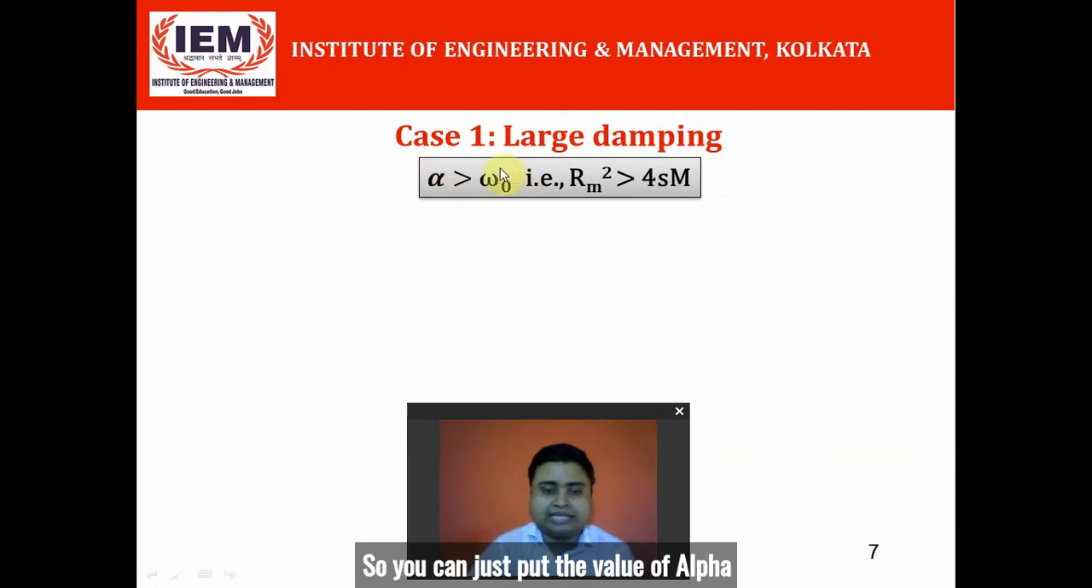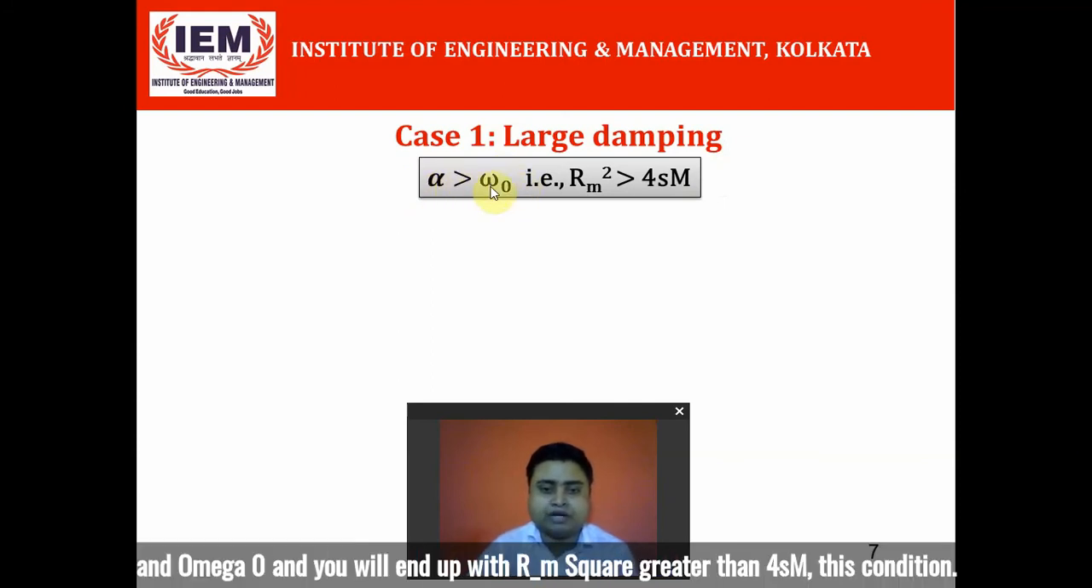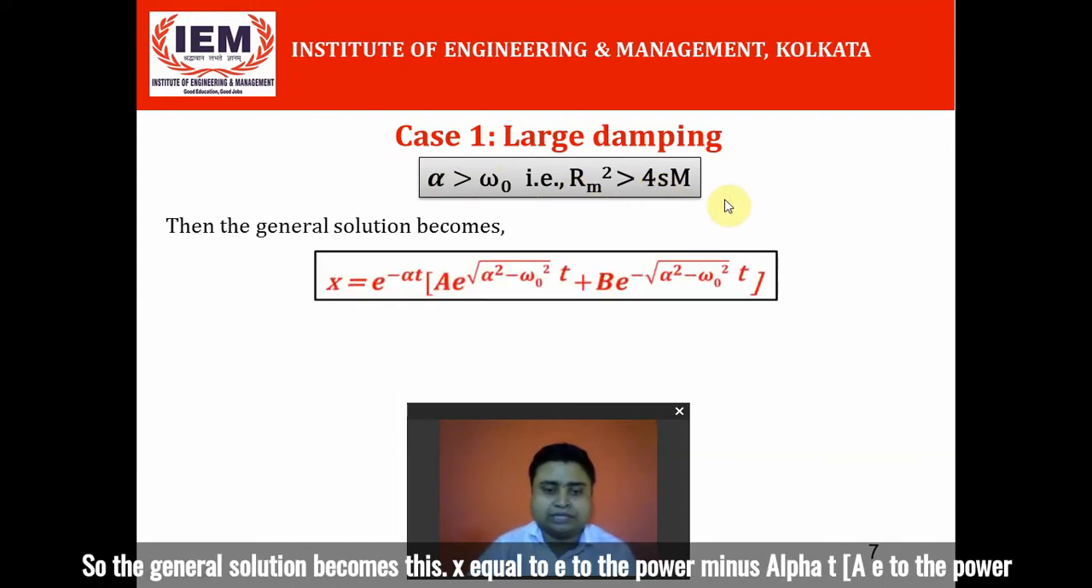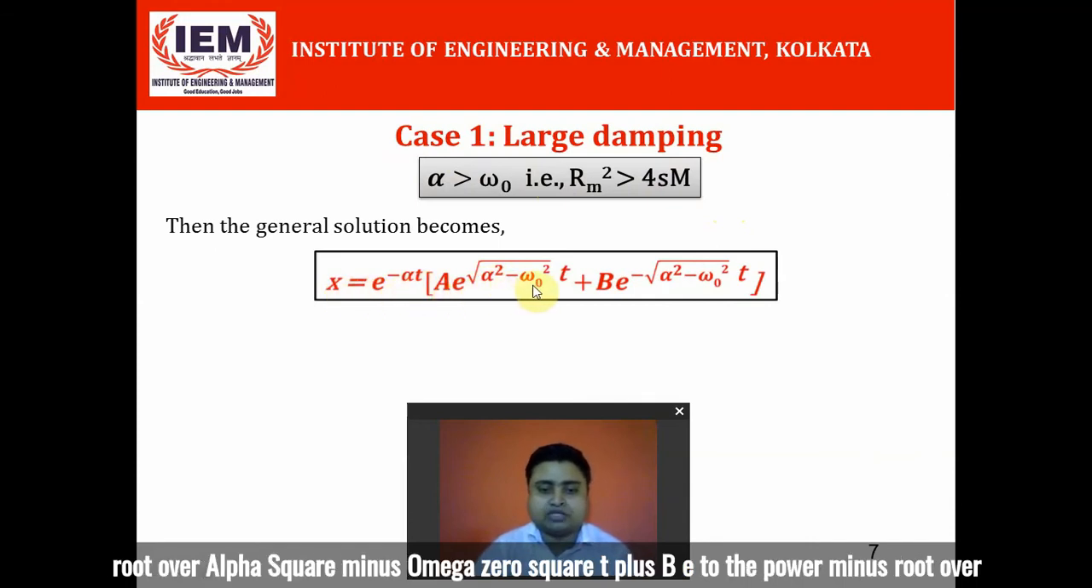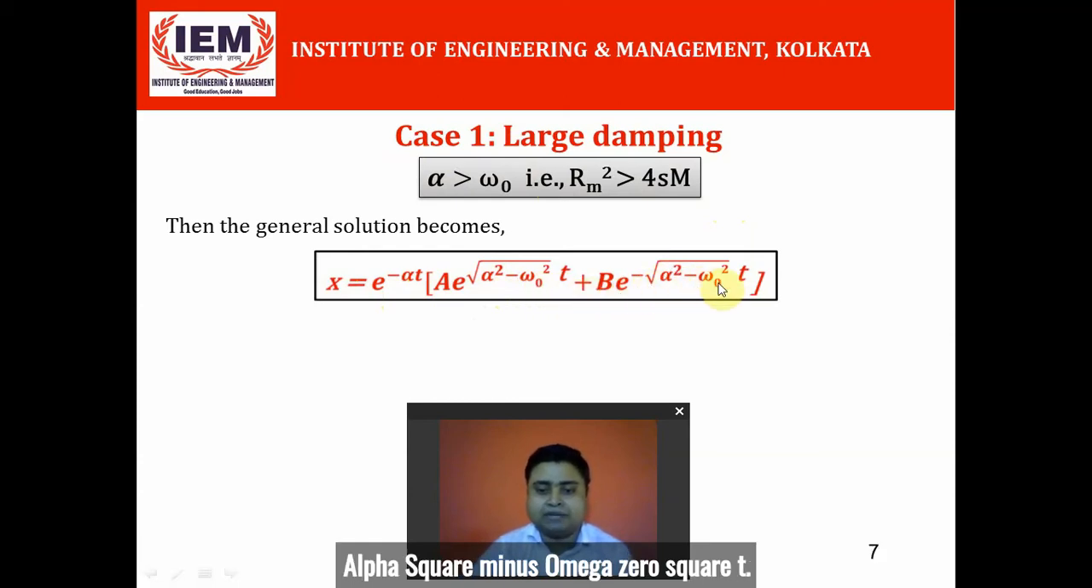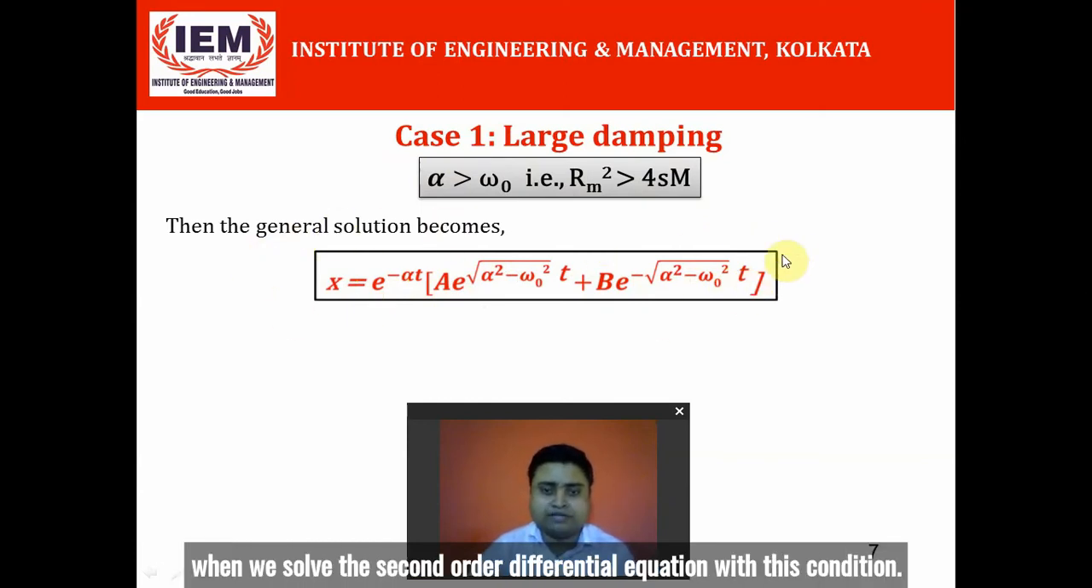You can just put the value of alpha and omega 0 and you will end up with the condition Rm square greater than 4Sm. So the general solution becomes: x equal to e to the power minus alpha t, times a e to the power root over alpha square minus omega 0 square t plus b e to the power minus root over alpha square minus omega 0 square t. You remember, this is the same solution as when we solved the second order differential equation with this condition.